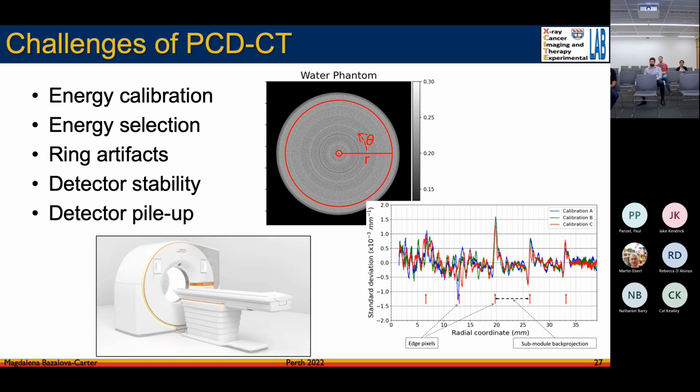And detector pileup, and I mentioned that at the beginning, this is one of the drawbacks of photon counting detectors, because they can only accept so many photons because they have to be processed at the time. So for example, and I did not appreciate it until recently, the Siemens scanner actually has 2 X-ray tubes and 2 sets of photon counting detectors so that they can acquire images faster.